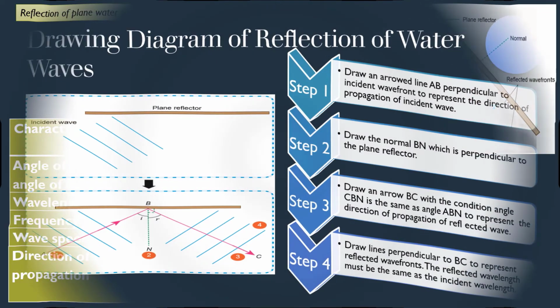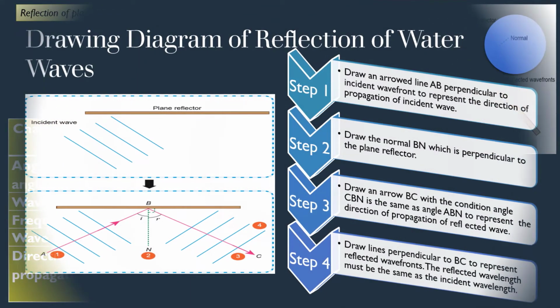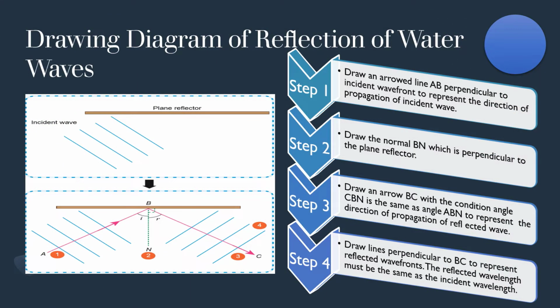Once we learned the theory just now, that the angle of incidence is equal to the angle of reflection, and the wavelengths are the same, we must know how to represent that in diagram form or in drawing form. So you have a plane reflector, and then you have an incident wave.